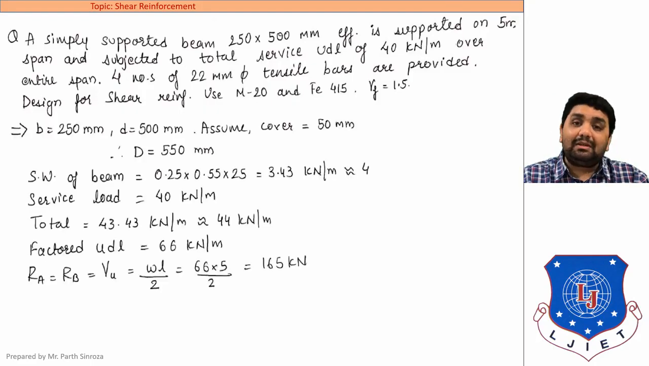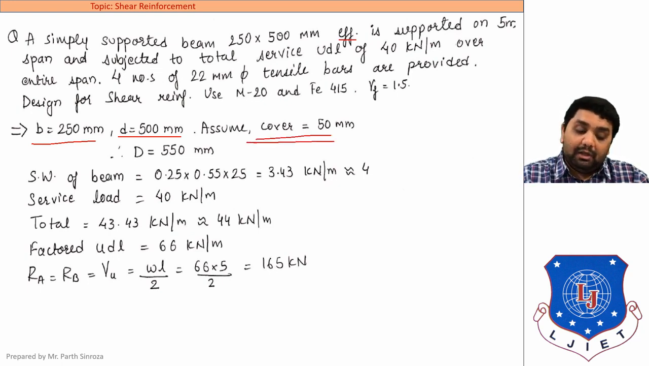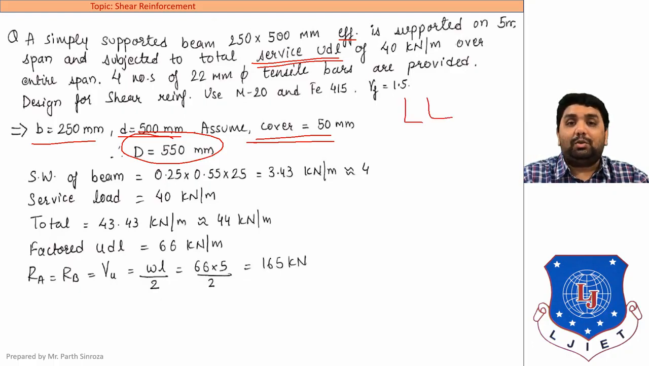So we'll be starting with our sum. We need to find shear force, that is Vu, and for that B, that is width, and depth, effective depth, it is mentioned as effective, and again assuming cover to be 50 mm, the overall depth will be 550 mm. Why do we need to find overall depth? Because again service UDL is given. Service UDL, that means live load, is mentioned in the question. Clear? And we need to find total load.